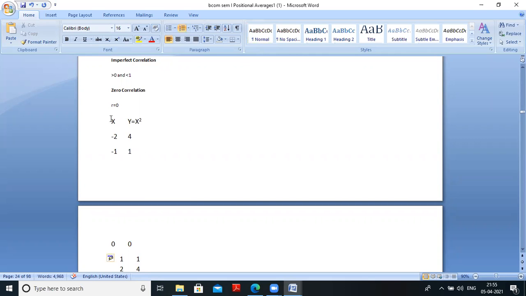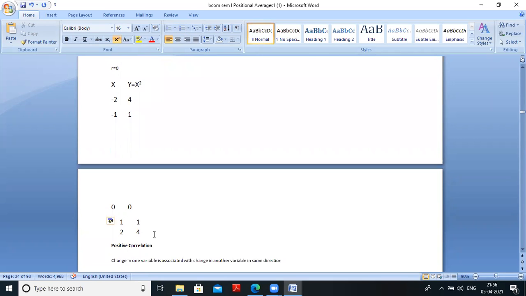If I calculate the Karl-Pearson coefficient of correlation between these variables, then the correlation will come out to be 0. Here, Karl-Pearson's coefficient of correlation will be 0. But actually, we can't say that correlation is 0.